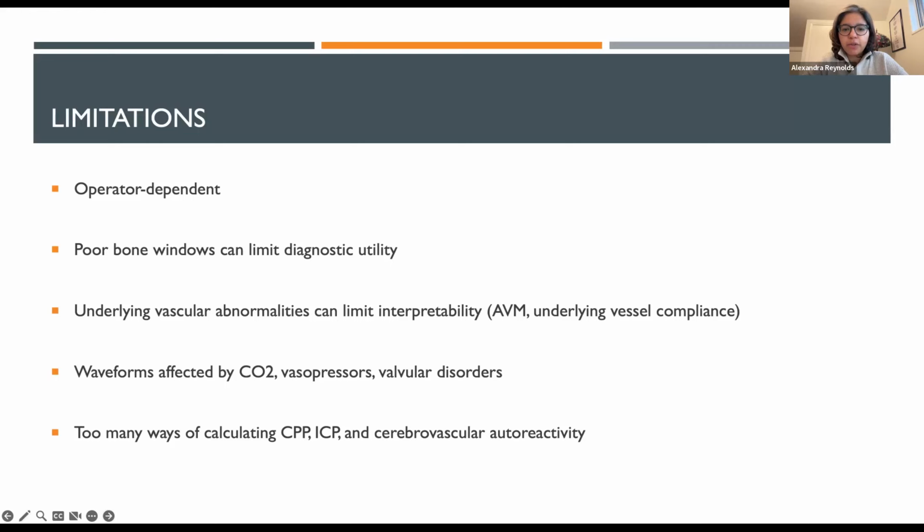And so you really do need someone who's trained in order to be able to interpret the flows and the pulsatility. Waveforms can be affected by a lot of things, anywhere from cardiac valve disorders to the use of vasopressors. And then we really, at this point, don't know properly how to calculate a proper CPP, ICP, or autoreactivity. And so it really requires someone who knows what they're doing, being actively involved, and it's not really at the point where we can automate things yet.